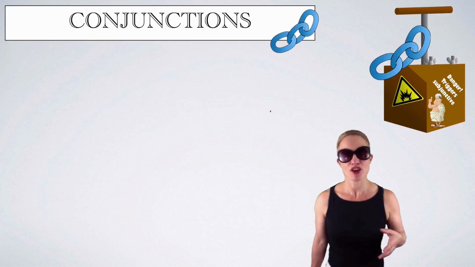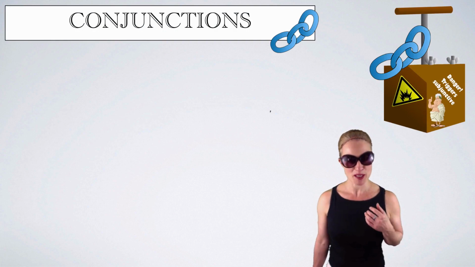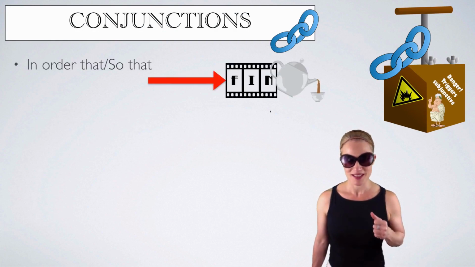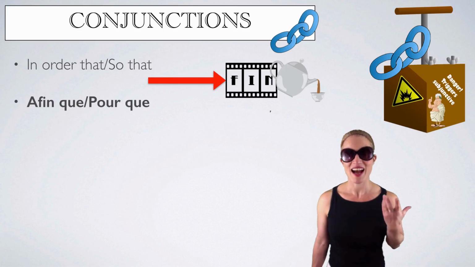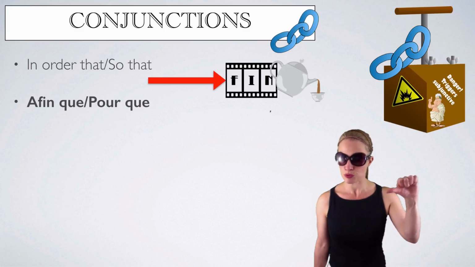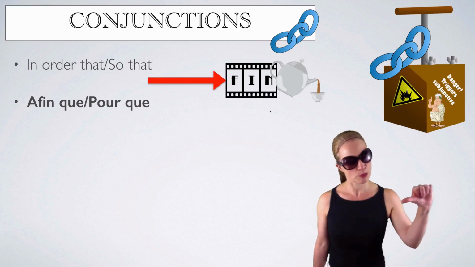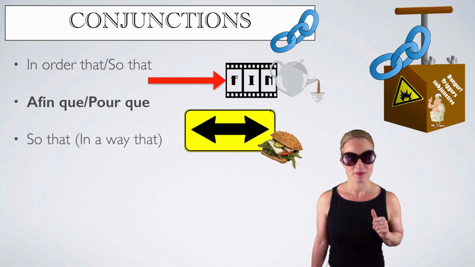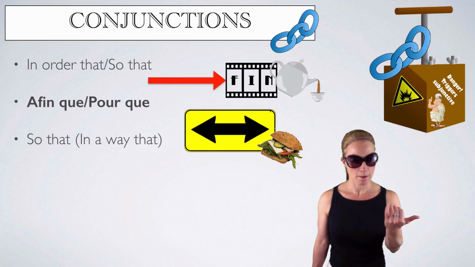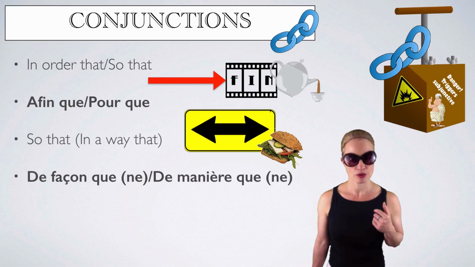And then we have the conjunctions that bring up the subjunctive. In order that, so that, two options here. Okay, you got the little fin there. Afin que. That's quite fancy. Spoken French, you probably hear more pour que. We have our teapot pouring the tea. So that. They say in a way that, in a manner that. De façon que, or de manière, manner, de manière que.